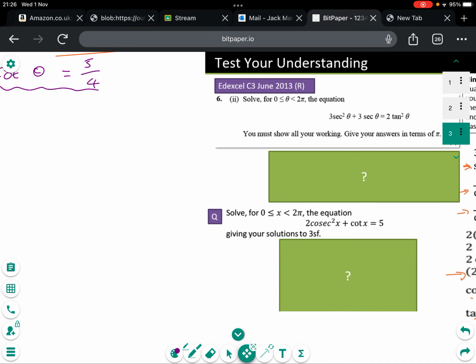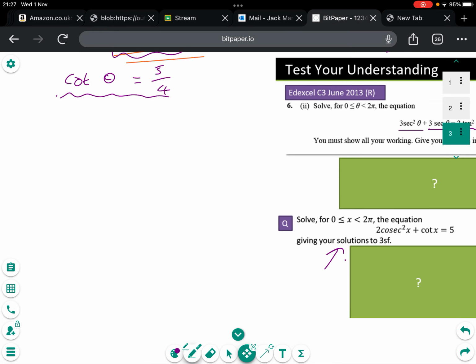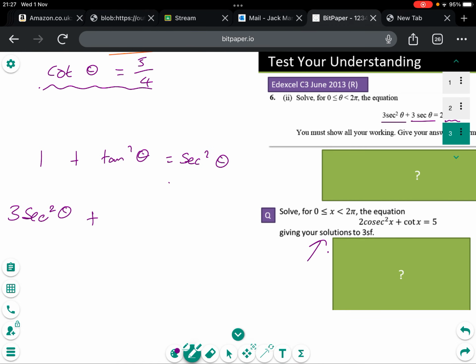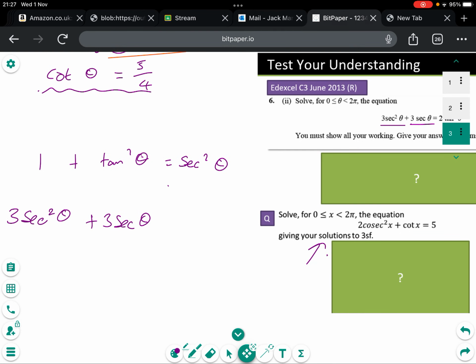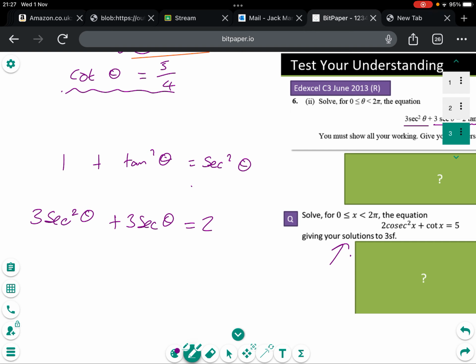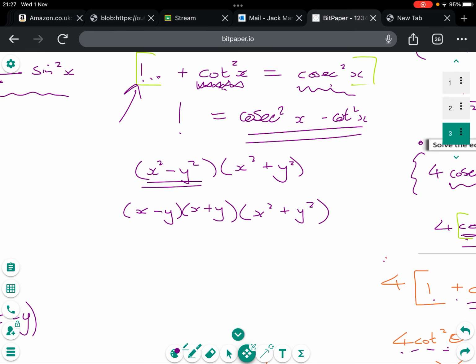It's time to have a go at the final test your understanding, and I will go through the question one more time and then show you the answer. So pause the video and have a go. You hopefully spotted that this question is really about sec theta, and tan squared theta is the part that needs to change. My identity that links these is 1 plus tan squared theta equals sec squared theta. So if I write out the question, 3 sec squared theta plus 3 sec theta, no problems with that yet, equals 2 tan squared theta. Sorry, it's not 3 sec squared theta, it's 2 tan squared theta. So let's use the identity to change that.